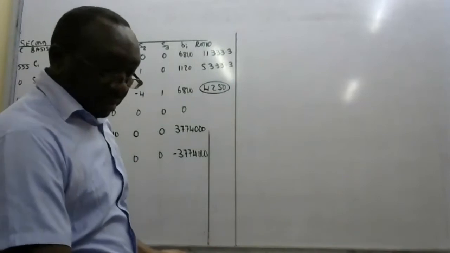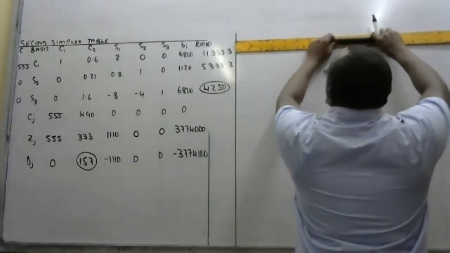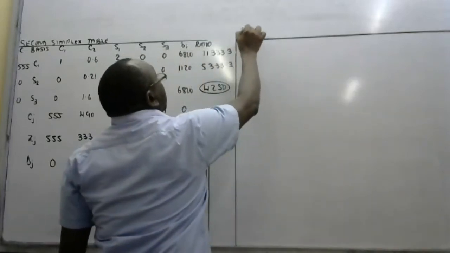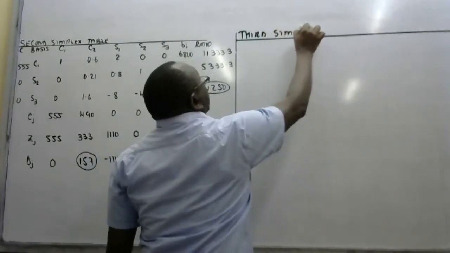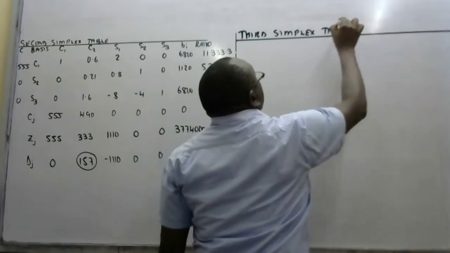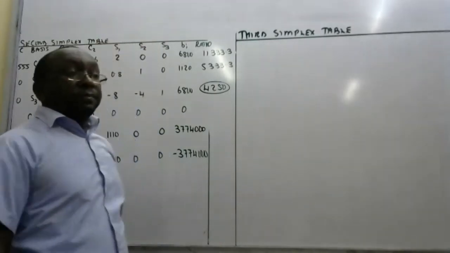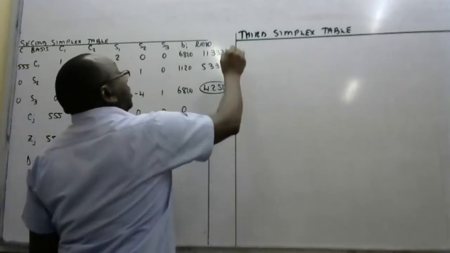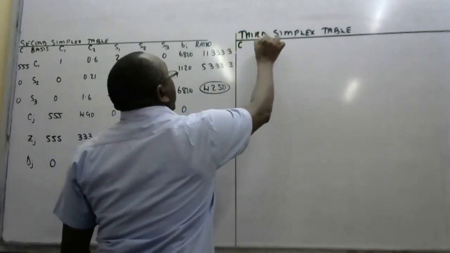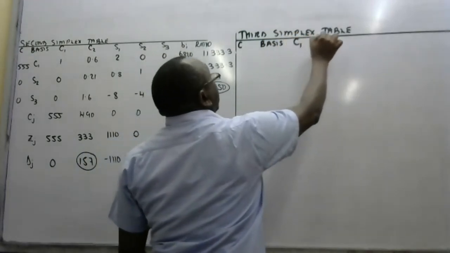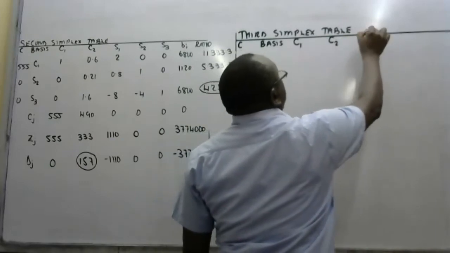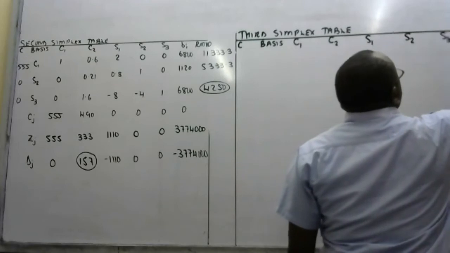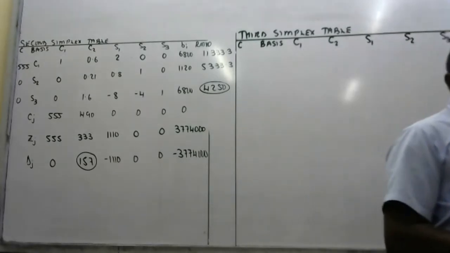So in doing that, you need now to draw the third Simplex table. When drawing that Simplex table, I've been telling you the columns do not change. So we are going to have column C, followed by column basis, followed by C1, followed by C2, followed by S1, followed by S2, followed by S3, and then we have BI.